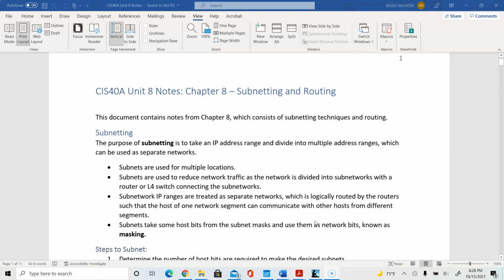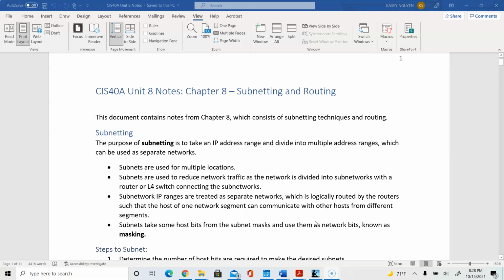So to start, we're going to define subnetting, which is a way that we would use an IP address range, and we can use it to expand the number of addresses that we can work with by dividing that address range into multiple ranges. And we can implement it for the physical locations, or we can use it to really divert some of the network traffic so it is not in one large network, but it is in multiple smaller networks. That way we can reduce the traffic that would be congested.